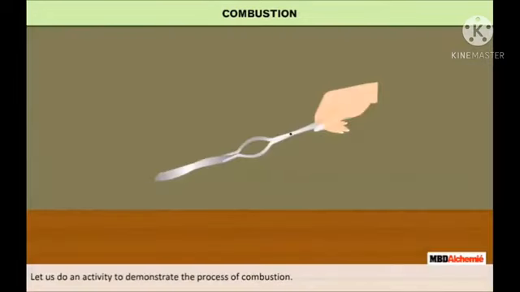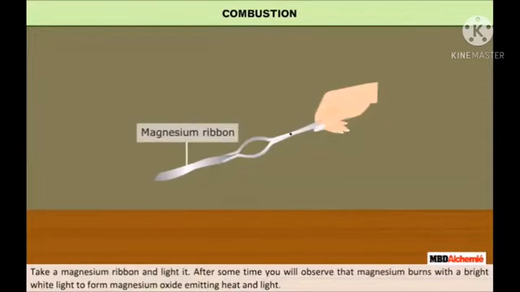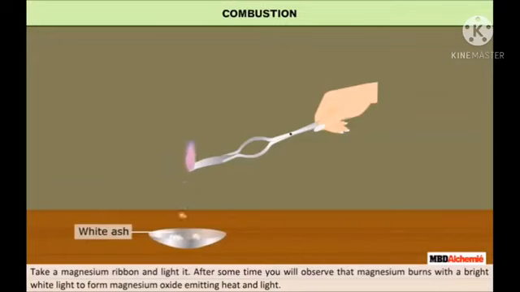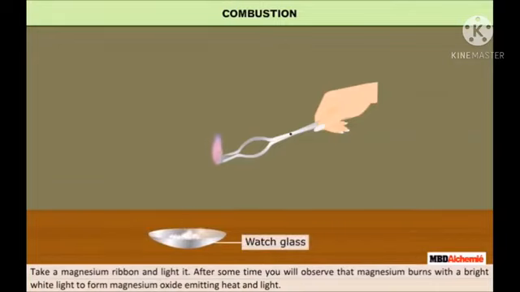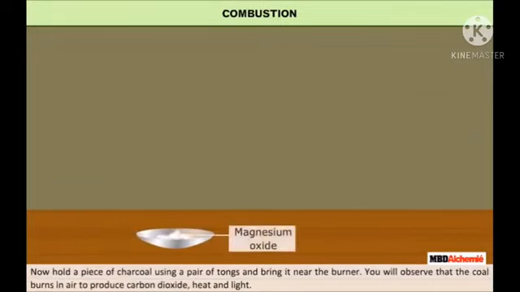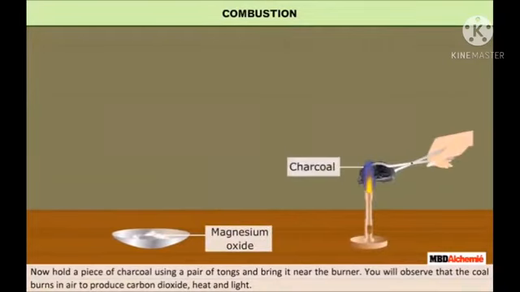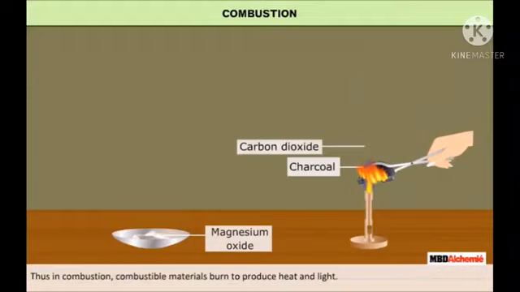Combustion. Let us do an activity to demonstrate the process of combustion. Take a magnesium ribbon and light it. After some time, you will observe that magnesium burns with a bright white light to form magnesium oxide emitting heat and light. Now hold a piece of charcoal using a pair of tongs and bring it near the burner. You will observe that the coal burns in air to produce carbon dioxide, heat and light. Thus, in combustion, combustible materials burn to produce heat and light.